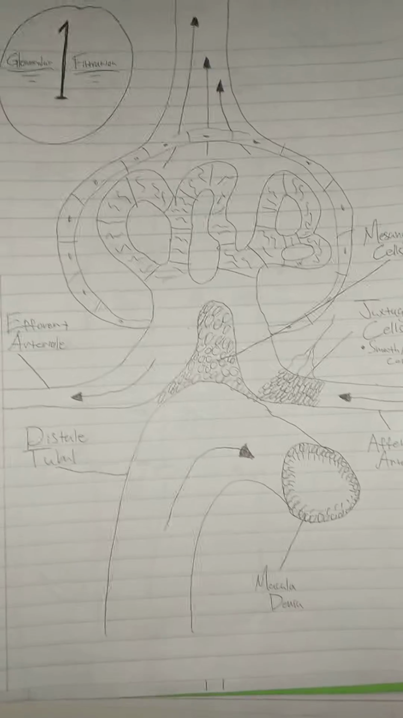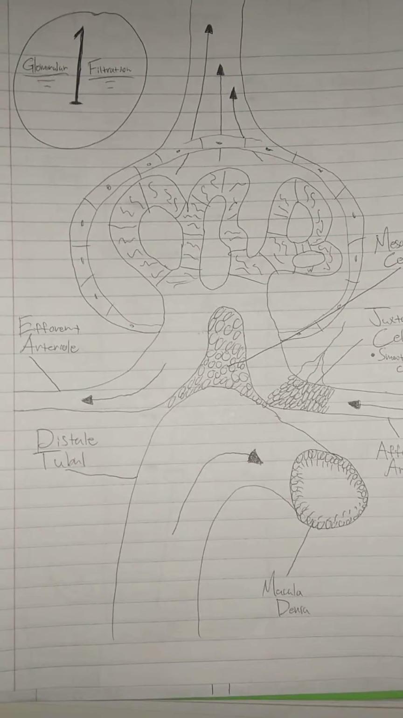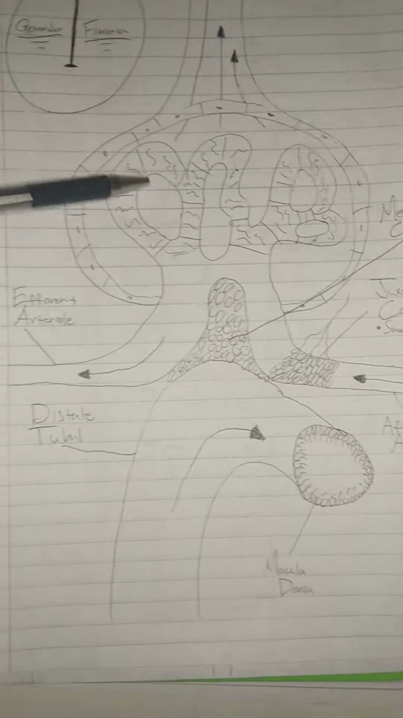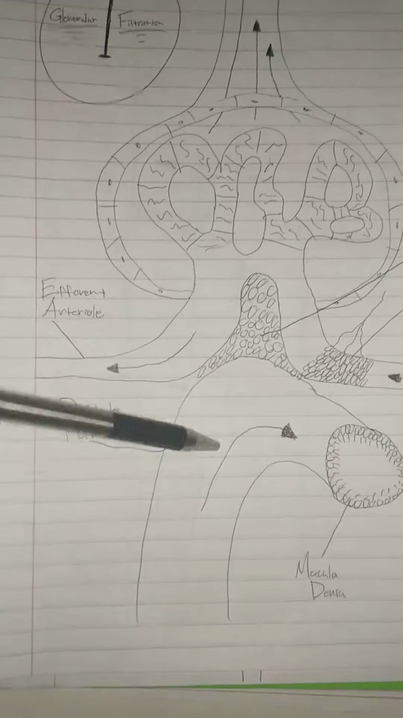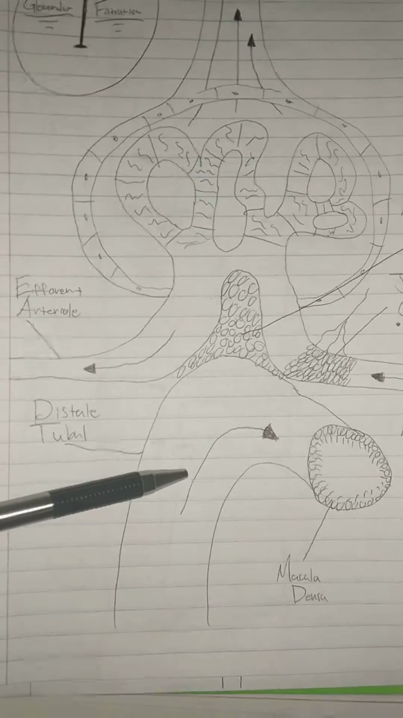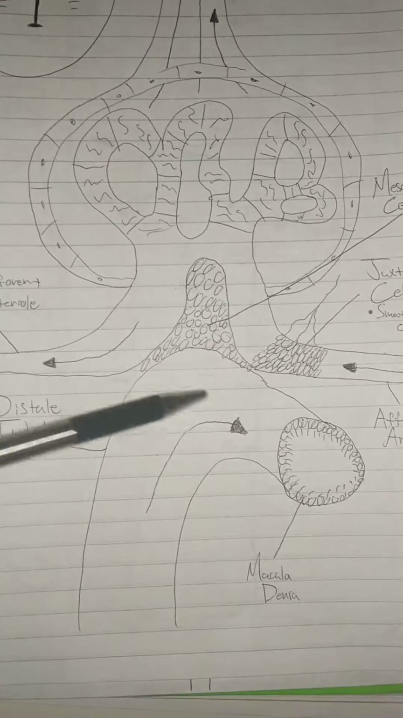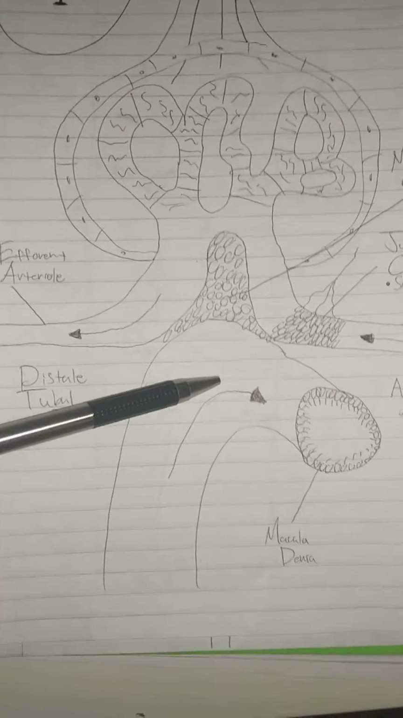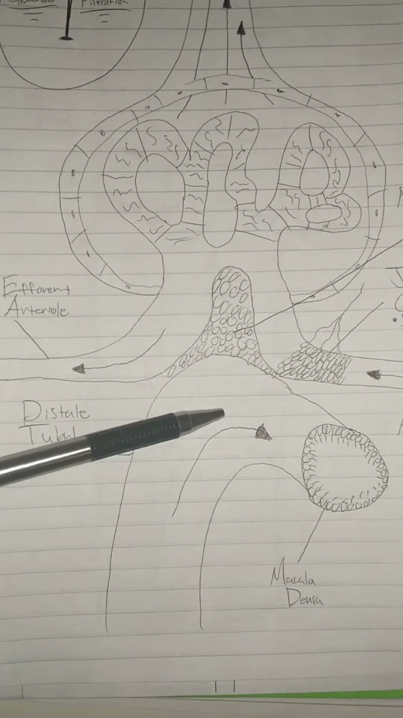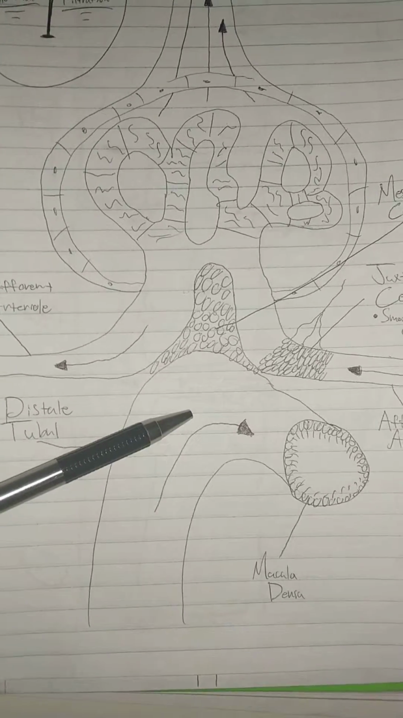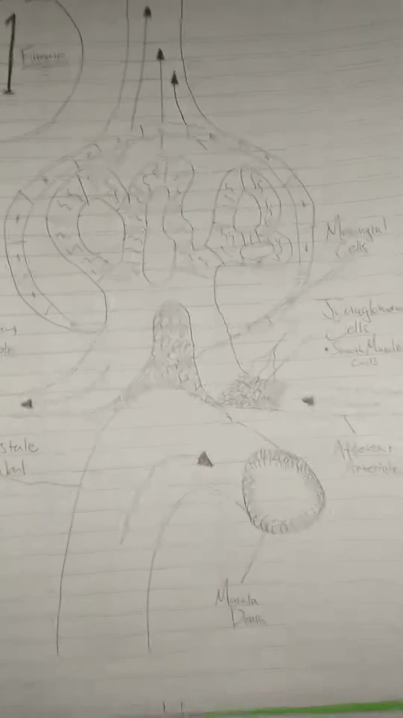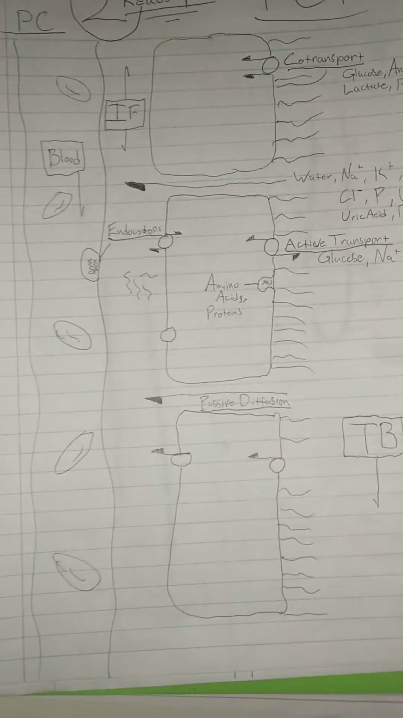Here is a juxtamedullary nephron. Here's the glomerular capsule of the juxtamedullary nephron, and here's the distal convoluted tubule of the juxtamedullary nephron. Here we have the macula densa, which kind of sends signals about what the GFR should be. Essentially, I'm not going to get into it. Only 5 minutes. Here we go.